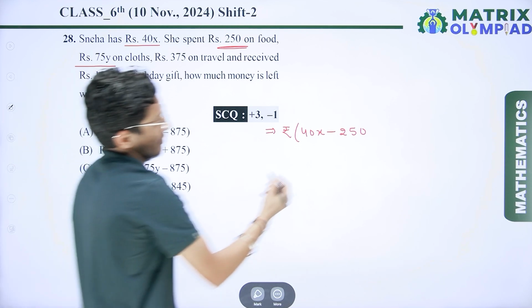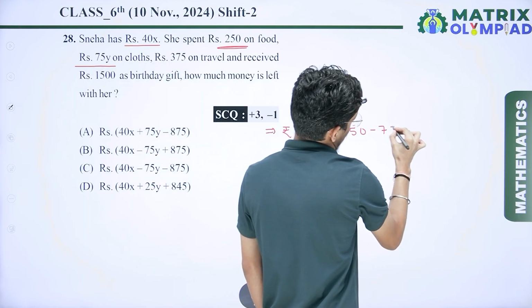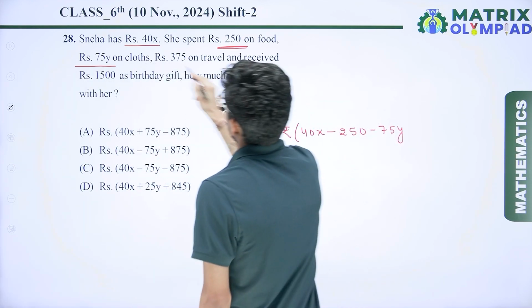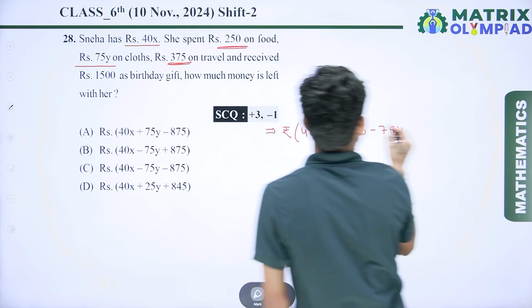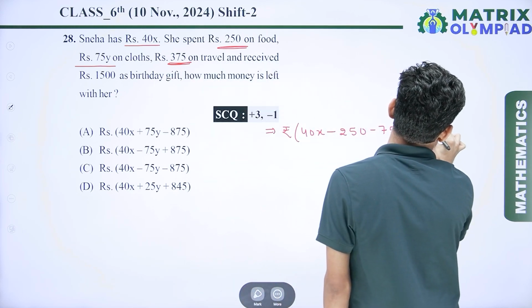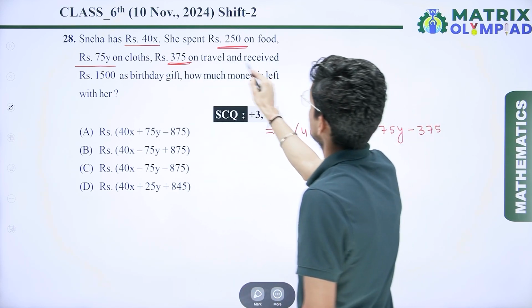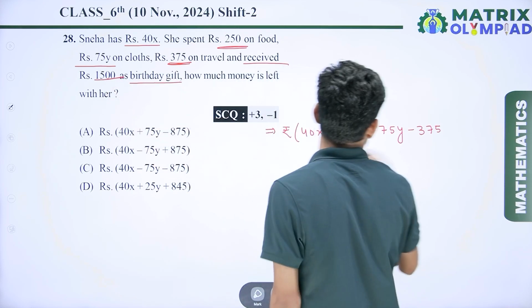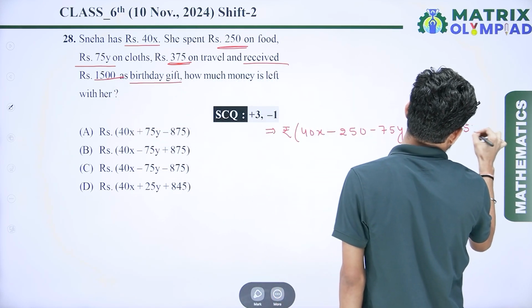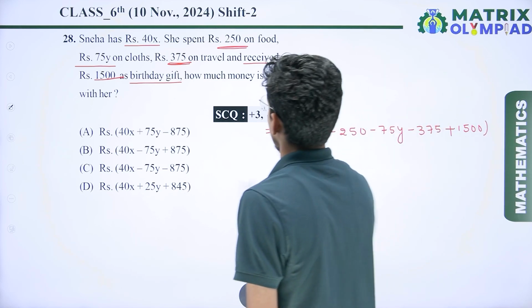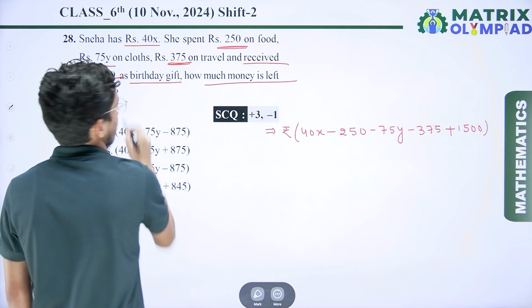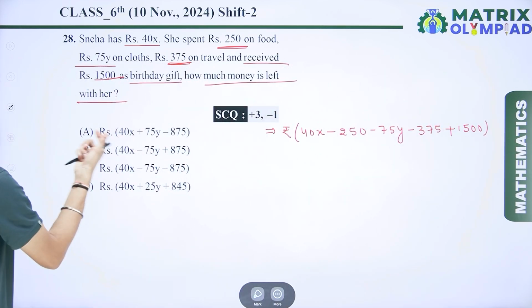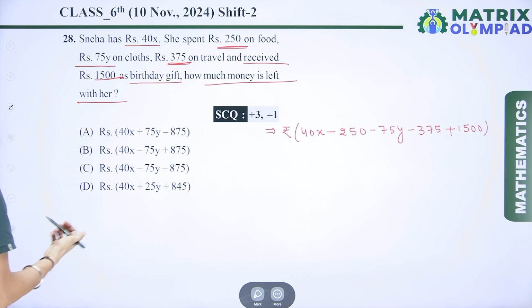75y on clothes. It means again she spent 75y rupees on clothes, and 375 rupees on travel. Now she received 1500 rupees as a birthday gift. So how much money is left with her? Here we have to find out how much money is left with her.